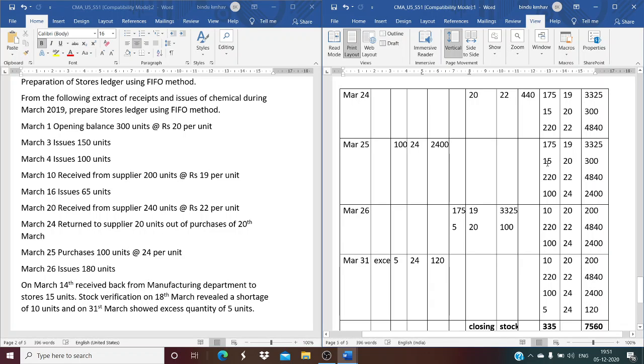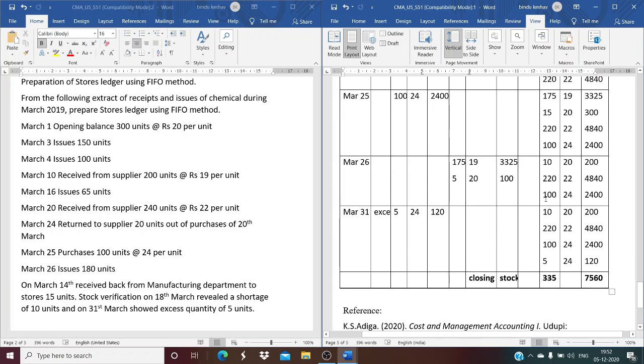Now what is remaining? 175 is completely issued. Of the 15 units, 5 units are issued. So remaining is 10 units at rupees 20, rupees 200. 220 units remain the same at rupees 22, 4,840. And the last 100 units at rupees 24, 2,400.